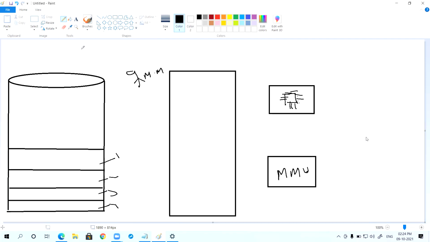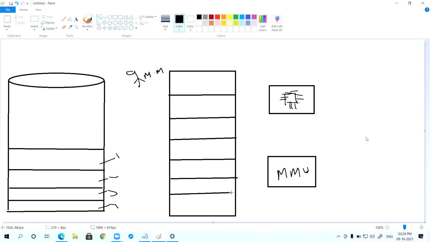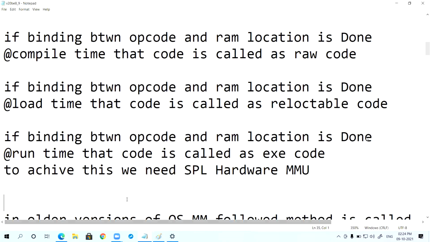And physical memory is divided into small parts. Those are called frames. Again, the logical virtual memory is divided into pages. Physical memory is divided into frames. I'll write these points here.